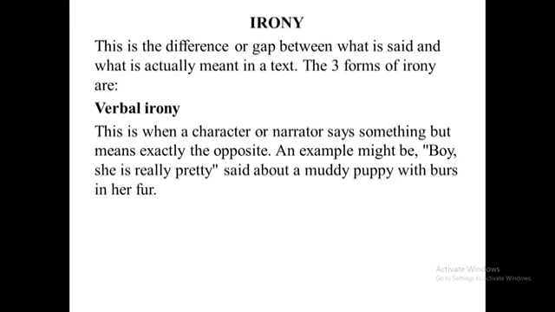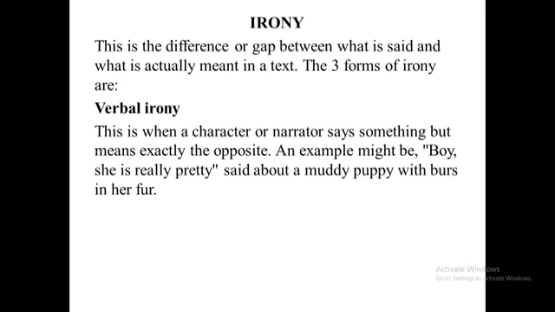Irony. This is the difference or gap between what is said and what is actually meant in a text. The three forms of irony are these. This is very important as a student of literature. Dear students, you should focus on these things. Now, irony. I am repeating again, as a student of language, this is a very important term.